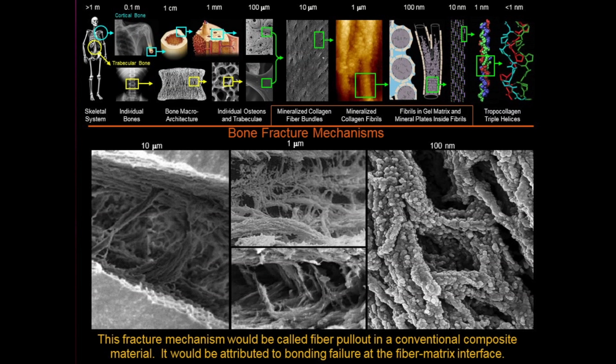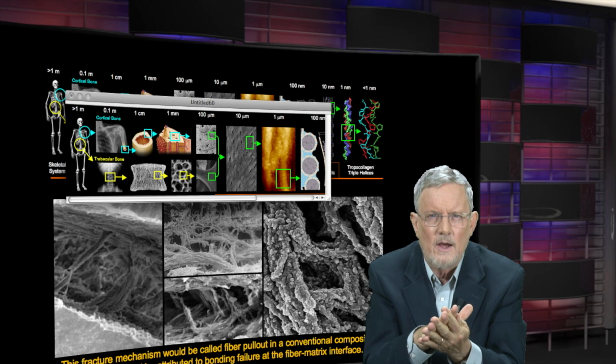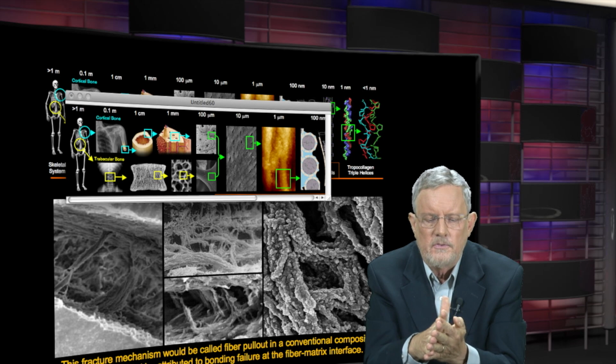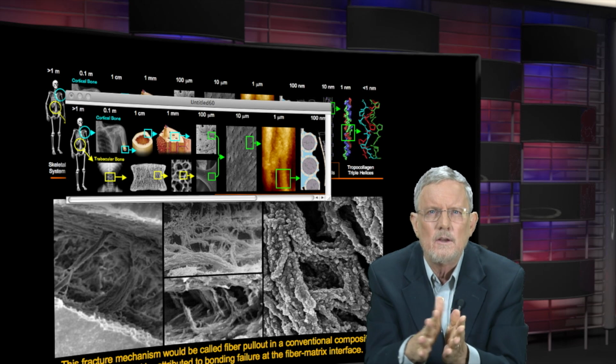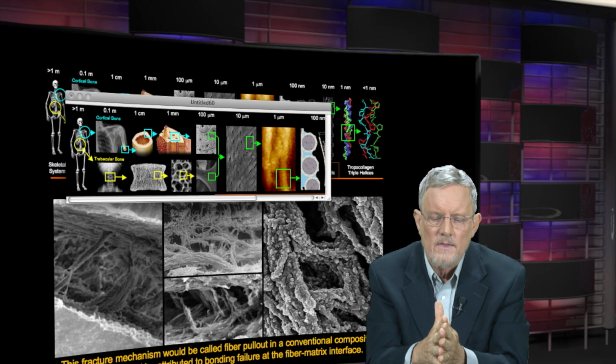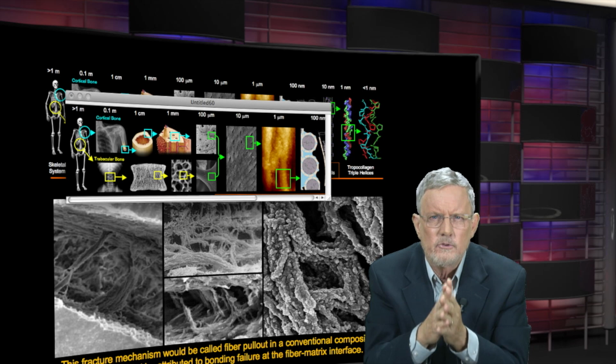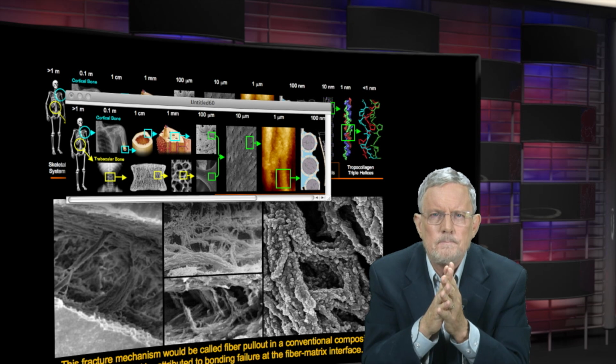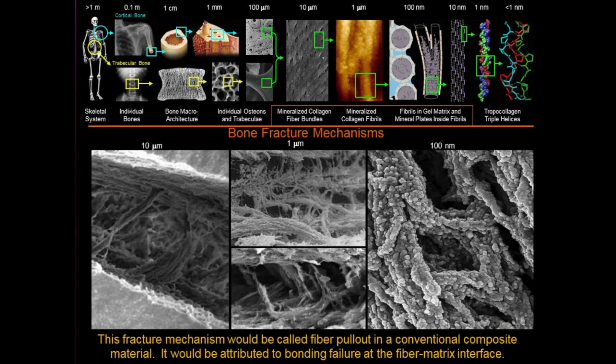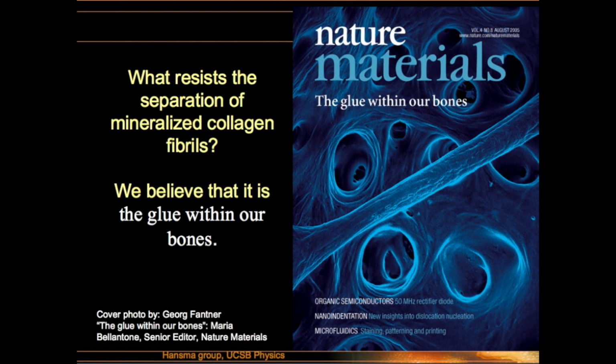If we ask, where does bone fracture begin? What this slide shows is that bone fracture begins with the separation of mineralized collagen fibrils. You've got these mineralized collagen fibrils held together by this gel, and when the bone starts to fracture, these pull apart. That's the beginning of bone fracture, and inhibiting that is inhibiting bone fracture. So we ask, what stops them from separating in healthy bone? The next slide asks that question.